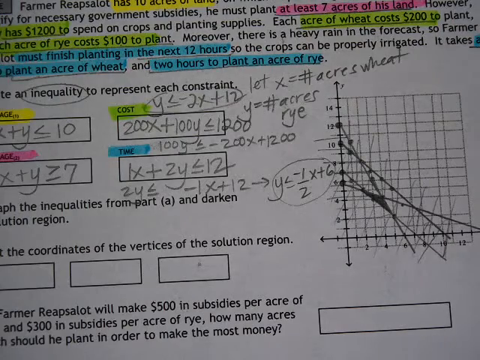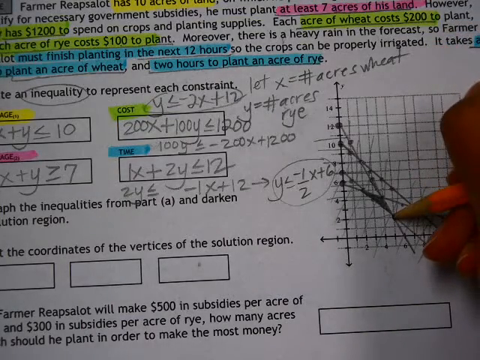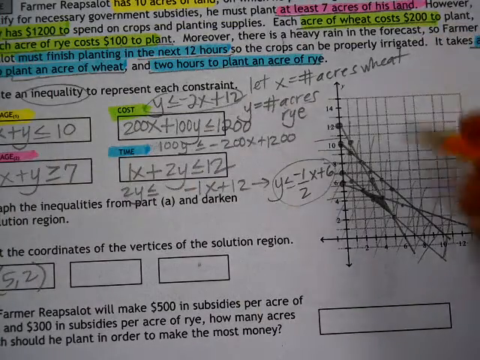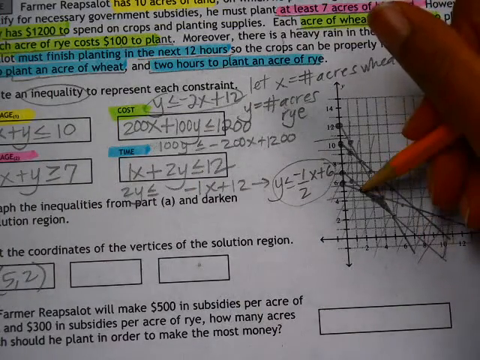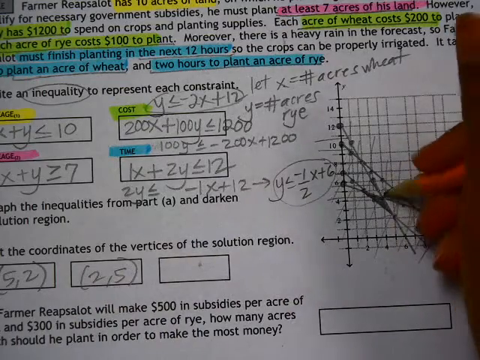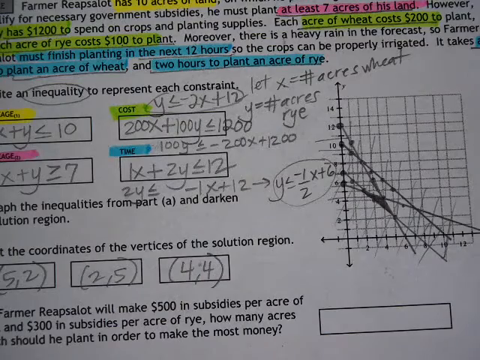So list the coordinates of the vertices. We can see here that this vertex is at 5, 2. This vertex is at 2, 5. And then the last vertex is at 4, 4, right here. We have a triangle, so it has 3 vertices.